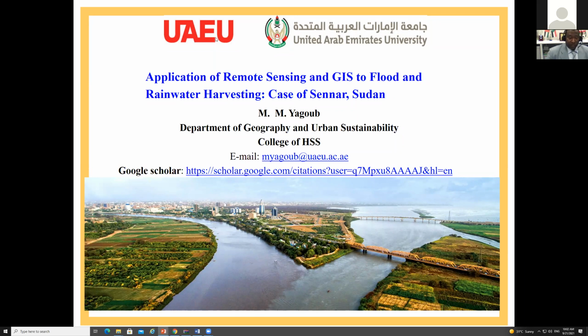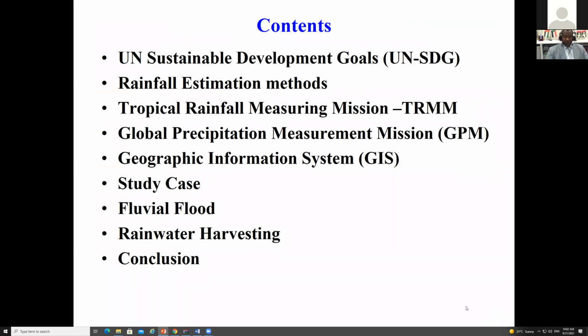I will just focus today on this topic, application of remote sensing and GIS, mainly on how to implement these technologies in real life for professionals in a very simple way, so that no need for theoretical or mathematical equations for them. They just need to know the basics of how to implement remote sensing and GIS. I will link this to the United Nations Sustainable Development Goals.